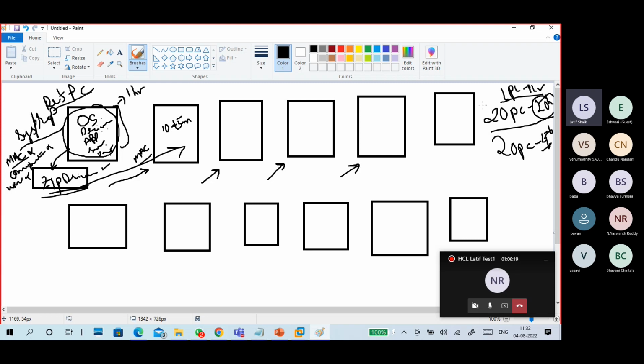20 computers you are able to install, means today morning you started the work at 9 o'clock. So by 4 o'clock or 5 o'clock, your installation will be completed. Everything is verified and connected. So by today you will complete it. You have completed the entire task today.